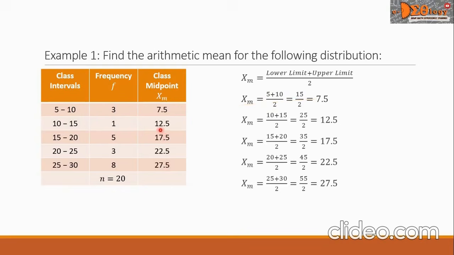So you see, this 12.5 comes when we add 10 and 15 divided by 2. This 17.5 comes when we add 15 and 20 and then divide by 2. The 22.5 comes when we add 20 and 25, then divide by 2. The 27.5 here comes from 25 plus 30 divided by 2. So we are now complete with a column for class midpoint.